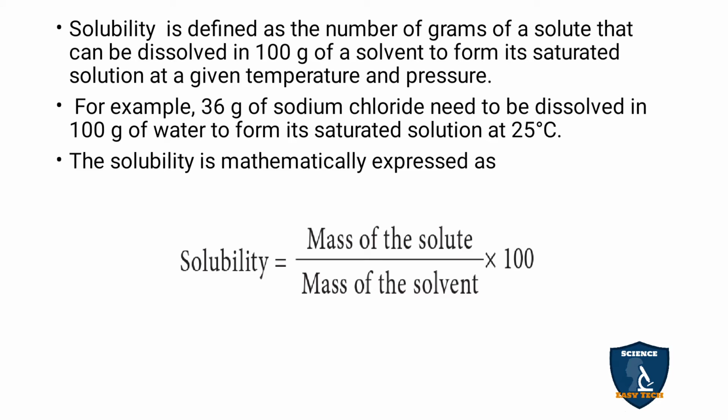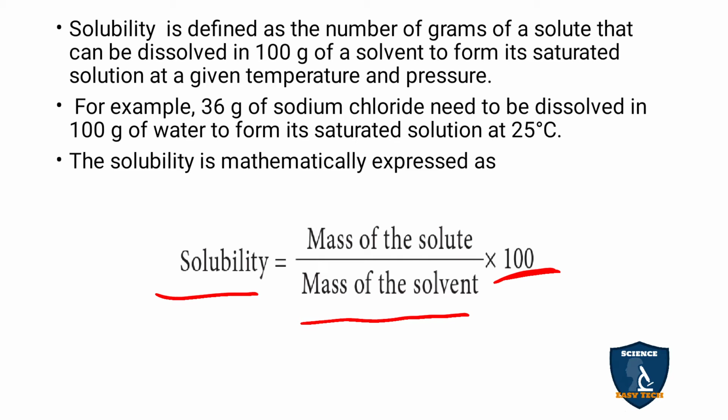That means here you are dealing with the amount, that is the weight of the solute and the weight of the solvent. That means you can express this solubility in terms of mass of solute by mass of solvent into 100. So simply you can write solubility, in formula, as mass of the solute by mass of solvent into 100. Okay, this is the definition.